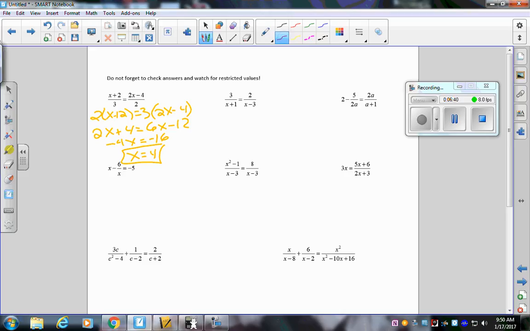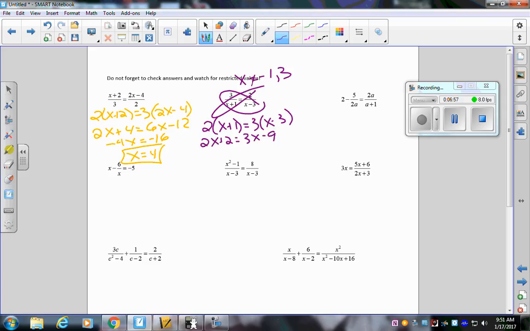All right, in my next one, once again, I can just cross multiply. My restrictions here, x cannot equal a negative 1 or a positive 3, so I want to be mindful of that. So I've got 2 times x plus 1 equals 3 times x minus 3. So I have 2x plus 2 equals 3x minus 9. Negative x equals negative 11, or x equals 11. Not a restriction, and when you plug it back in, it does work. So you can go ahead and check that out.